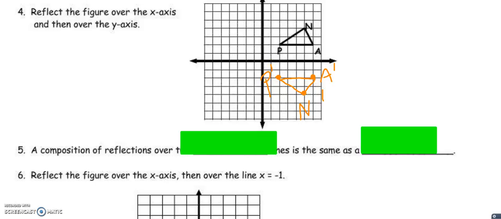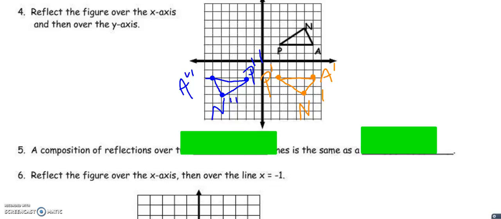And now you're going to do the same thing, but you're going to go across the y-axis. So P is 1, 2, 1, 2. A is 1, 2, 3, 4, 5, 6. And N is 1, 2, 3, 4, 5. Once again, you need to draw a line connecting your points, and you need to label. You're going to have A with 2 primes, P with 2, and N with 2 marks.